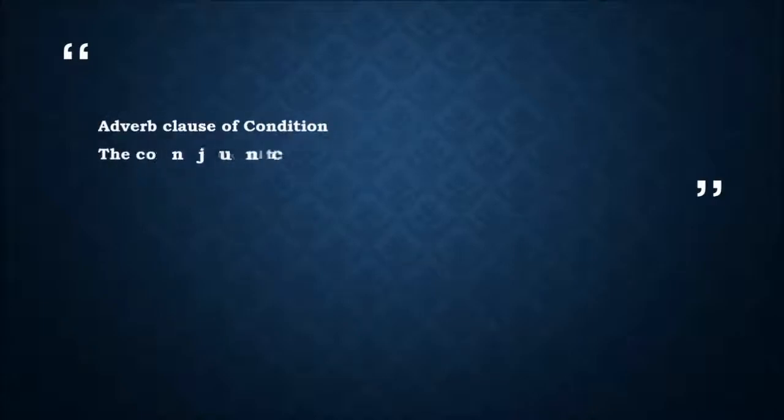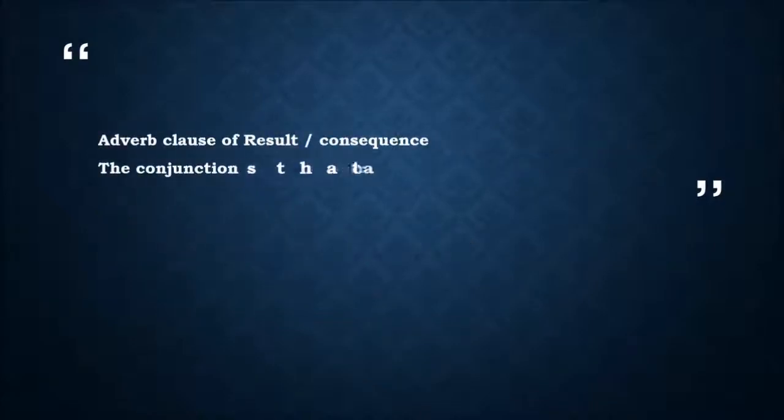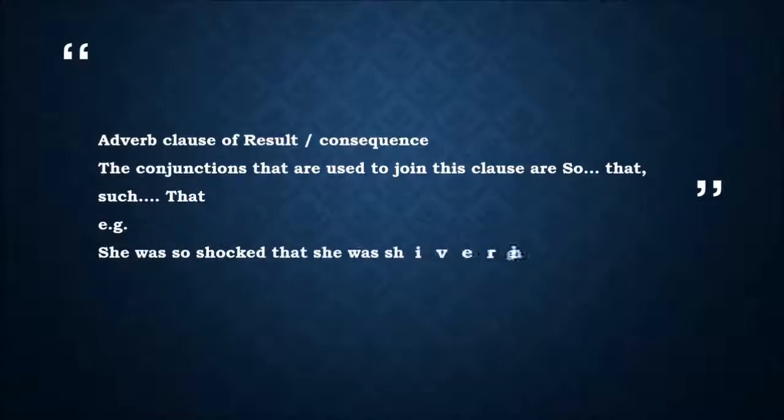B. Adverb clause of condition: the conjunctions that are used to join this clause are if, unless. E.g. If she goes to school, she will make friends. C. Adverb clause of result/consequence: the conjunctions that are used to join this clause are so, that, such. E.g. She was so shocked that she was shivering.